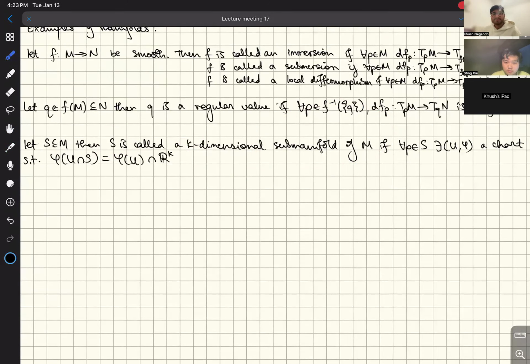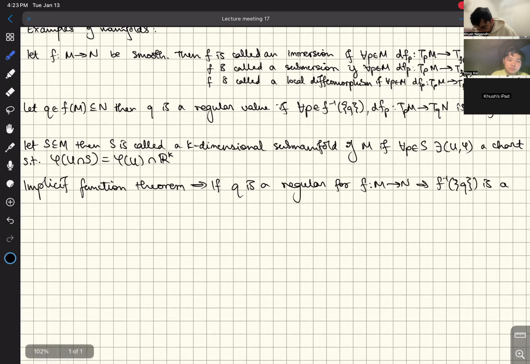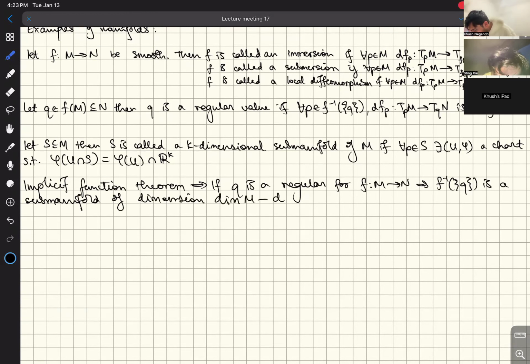Are there any questions so far? Okay. Now we can use the implicit function theorem to show that if Q is a regular value for f, then the preimage of Q is a submanifold of dimension dim M minus dim N. So this follows relatively quickly from the implicit function theorem.